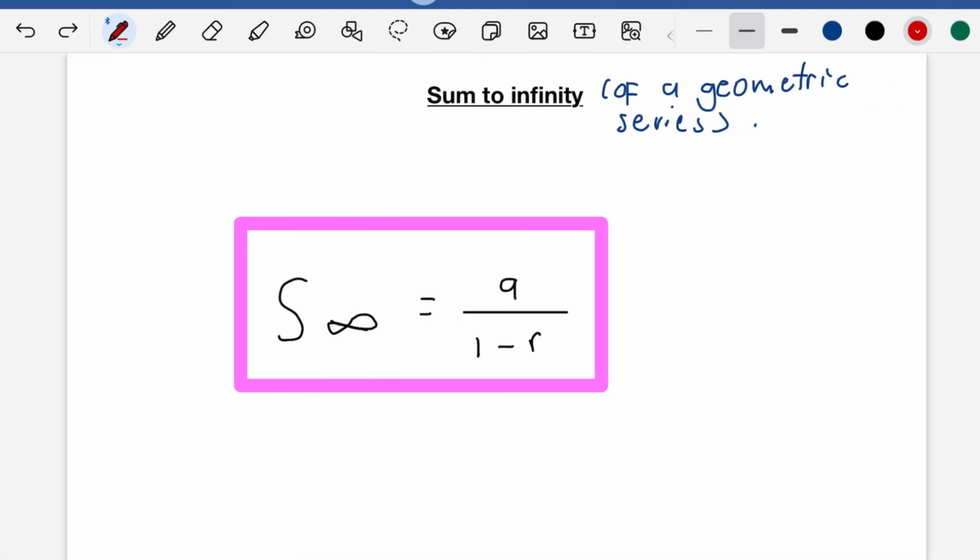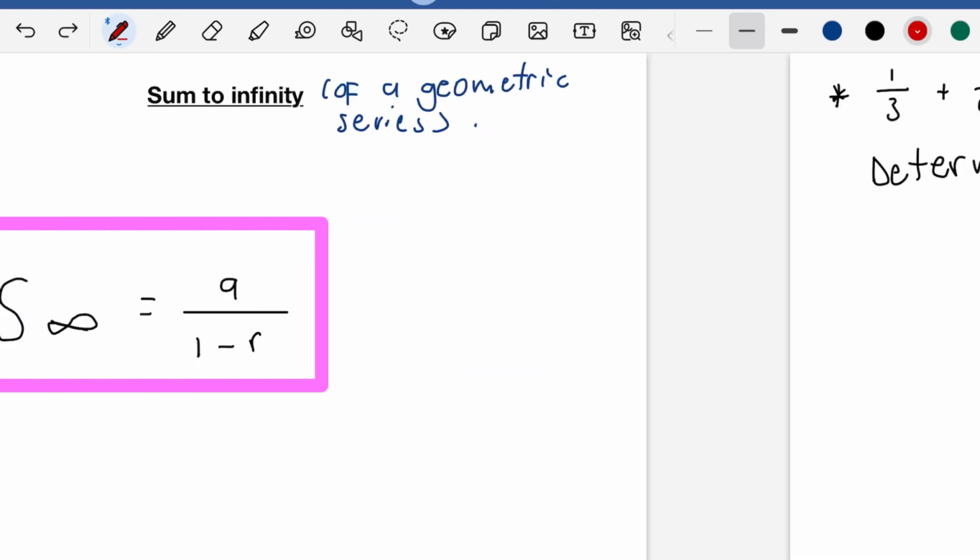Great. Now let's talk about the sum to infinity of a geometric series. In maths, we really believe in infinity. And we want to find out how can we get the sum of as infinitely many terms as possible in a sequence. Well, we can get that if it's geometric by just taking the first term and dividing that by 1 minus r. That gives you what we call the sum to infinity.